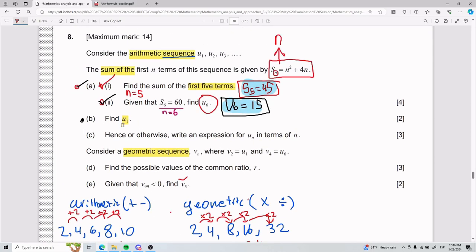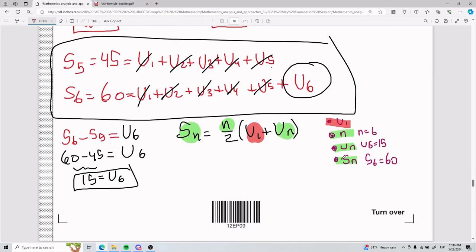asking for in part B. And so from here, if you plug everything in, you end up with 60 equals 60 divided by 2 because of n, parentheses U1 plus U6. U6 we said was 15. Okay? I might have gone a little bit too fast there, so let me go piece by piece. If you first plug in n equals 6, you end up with S of 6 equals 6 divided by 2, parentheses U1 plus U sub 6, right?